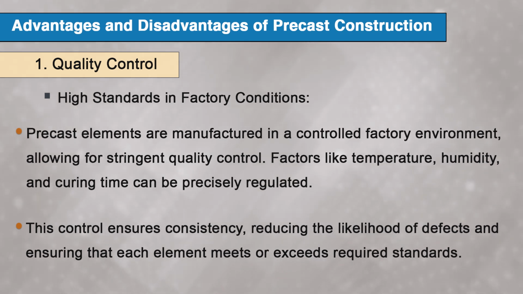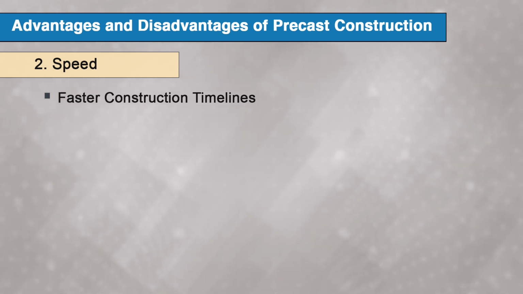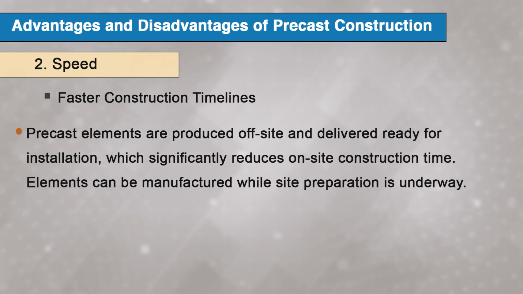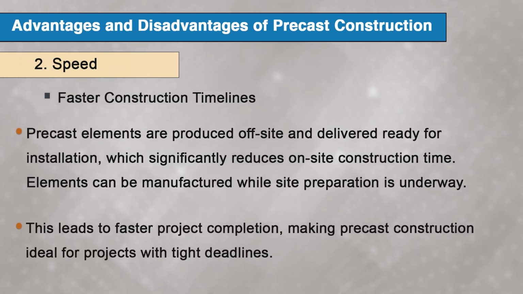For example, precast beams and panels are often of higher quality than those cast on site, resulting in fewer structural issues over time. Moving on to the next advantage, that is speed. There are faster construction timelines. Precast elements are produced off-site and delivered ready for installation, which significantly reduces on-site construction time. Elements can be manufactured while site preparation is underway. This leads to faster project completion, making precast construction ideal for projects with tight deadlines.